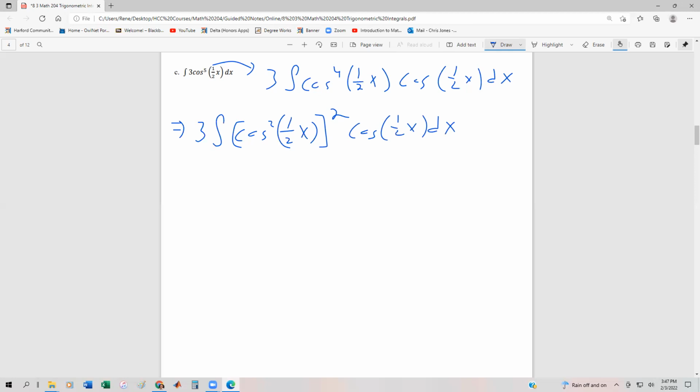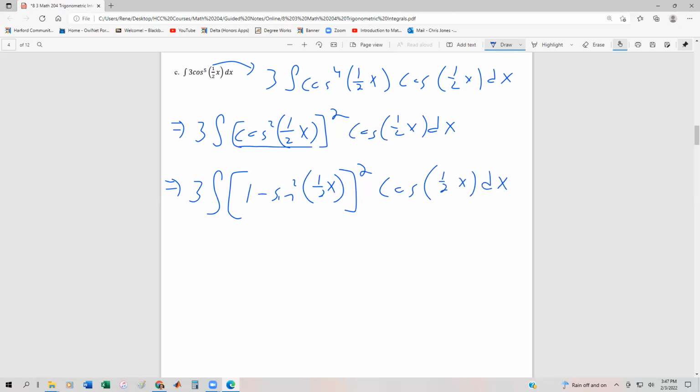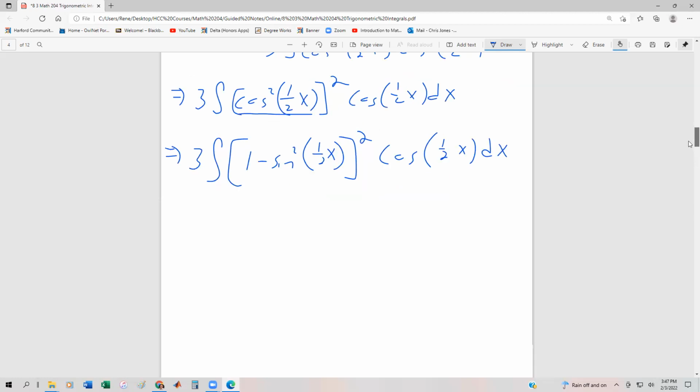The good news is now we can use a Pythagorean identity on this cos squared. And now we can rewrite this as 3 integrals of 1 minus sine squared 1/2 x, still quantity squared, times cos of 1/2 x dx. And the whole purpose of this is to be able to do a u substitution, because we know that the derivative of sine 1/2 x is going to give us 1/2 cos of 1/2 x. And so at least we can start to get rid of that cosine that's on the outside.